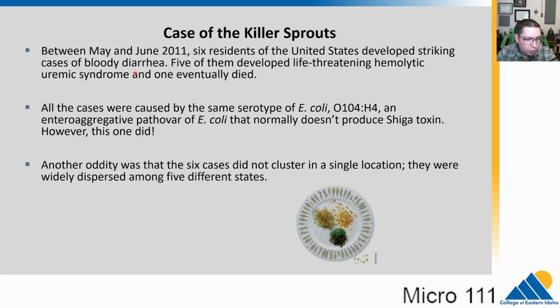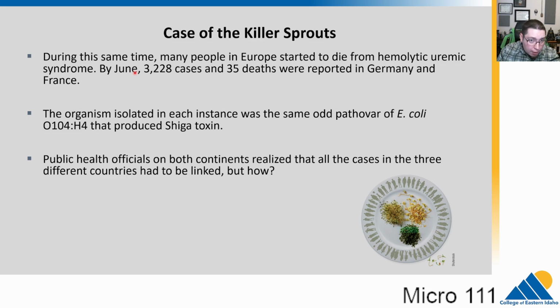The other interesting thing is when the data was collected, these 6 cases didn't cluster to any single location in the United States. They're widely distributed. We have 5 different states that they occurred in. At the same time, in Europe, there were a large number of people who died from hemolytic uremic syndrome. So by June, there were 3,200 cases and 35 deaths in Germany and France. The organism in this case was the same odd type of E. coli O104H4 with the Shiga toxin.